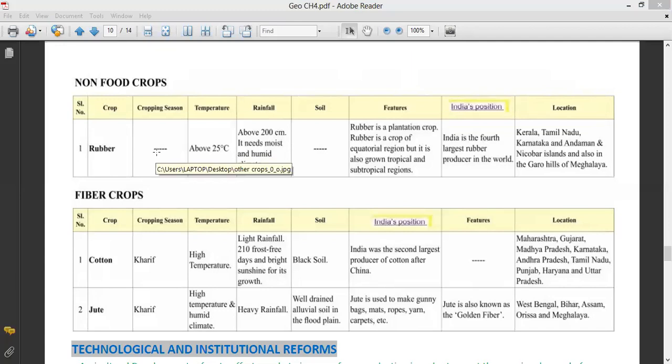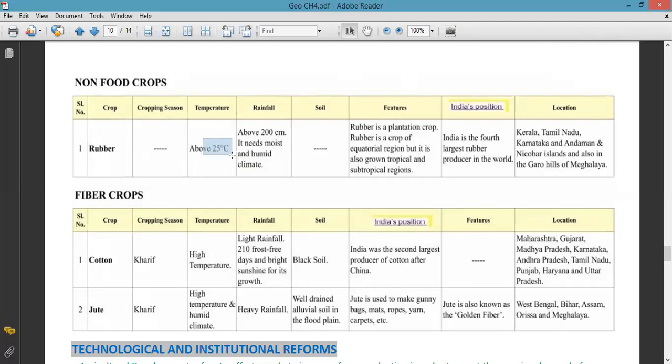But still, exactly, rubber will grow more than 6 months, around 10 months. Throughout the year, it will grow. A season means hardly about 4 to 5 months. So like sugar cane, it will grow throughout the year. So that is why it is not season dependent. Clear? Okay, no problem.